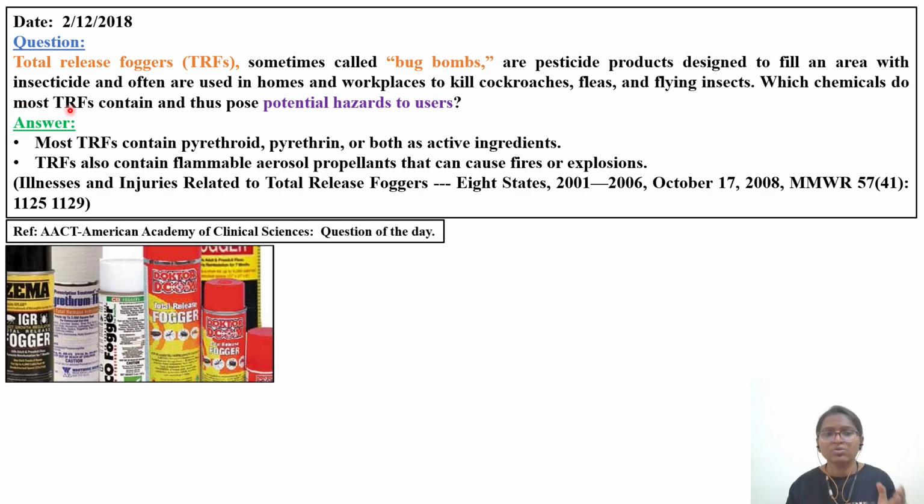Which chemical do most TRFs contain, and those pose potential hazard to users? So we need to identify the major ingredient present in these total release foggers or bug bombs. The answer is pyrethrin. Most TRFs contain pyrethroid, pyrethrin, or both as active ingredients. Okay, TRFs also contain flammable aerosol propellants that can cause fire and explosion. So they have given the reference also. You can go back and check that reference.